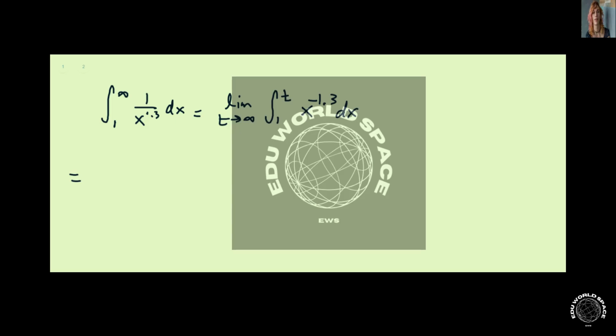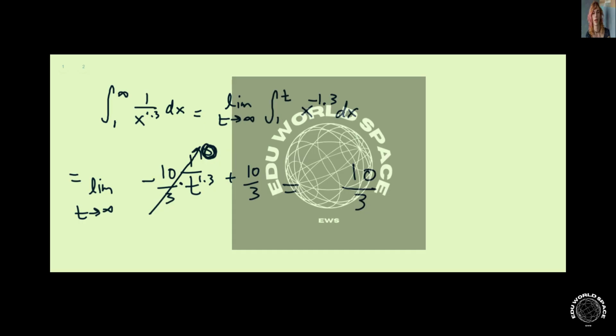We do a little bit of magic and we get negative 10 over 3 times 1 over t to the 1.3 plus 10 over 3, which as t goes to infinity, this term becomes 0, and we are left with just 10 over 3. Since the integral itself converges and the series is less than that of the integral, or has a lower value than the integral, the series itself must converge.